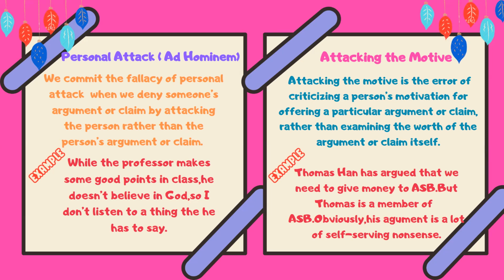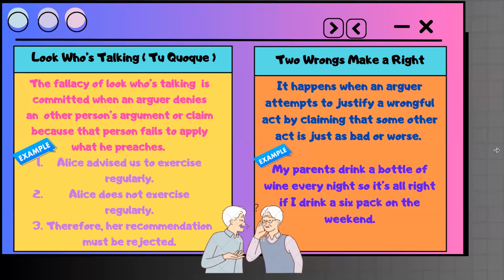And attacking the motive is the error of criticizing a person's motivation for offering a particular argument or claim rather than examining the merits of the argument or claim itself. And there's the example. Thomas Hahn has argued that we need to give money to ASB, but Thomas is a member of ASB. Obviously, his argument is a lot of self-serving nonsense.